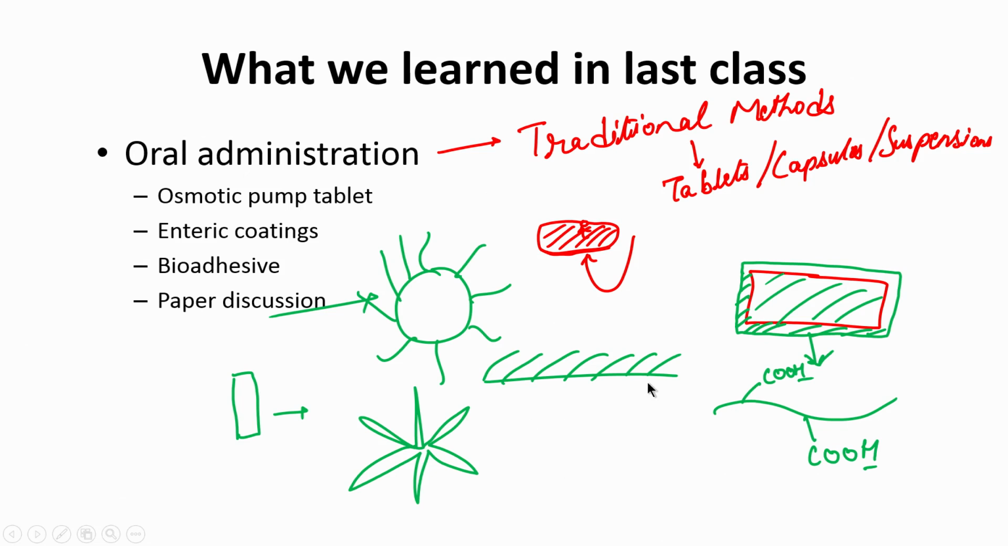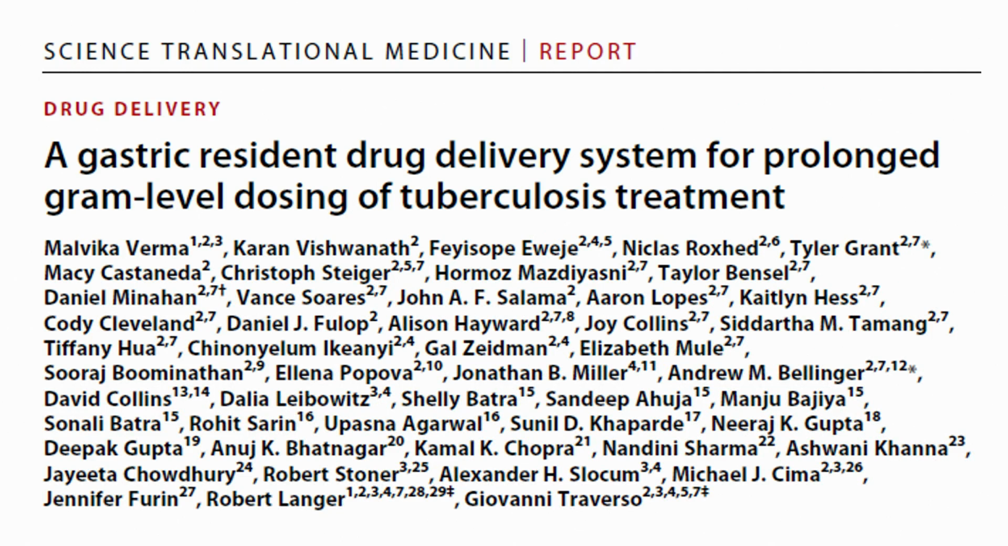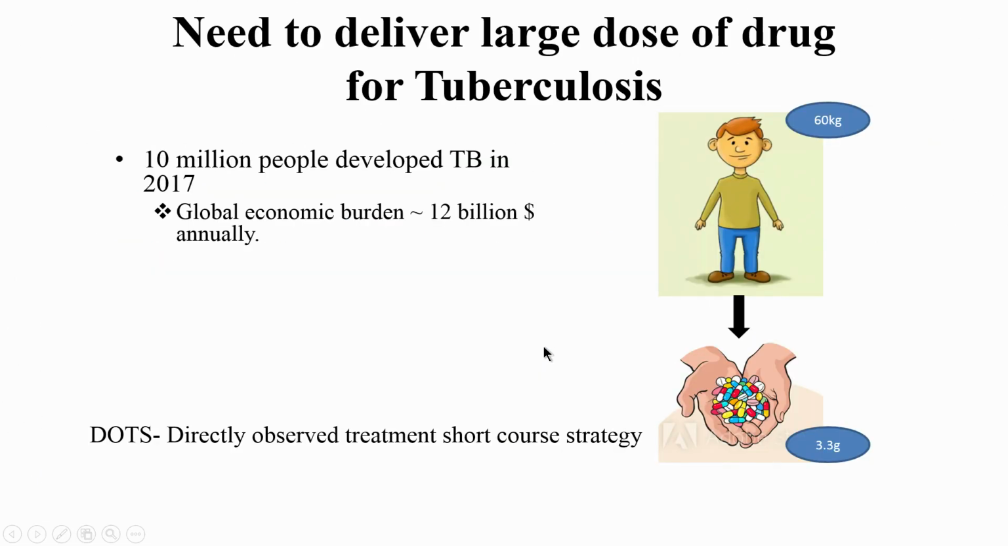So, in this class we will also discuss another paper more on the oral administration route, and this is a paper that was published fairly recently. This paper is for the treatment of tuberculosis. So, the last paper was on malaria. In this paper we will focus more on tuberculosis.